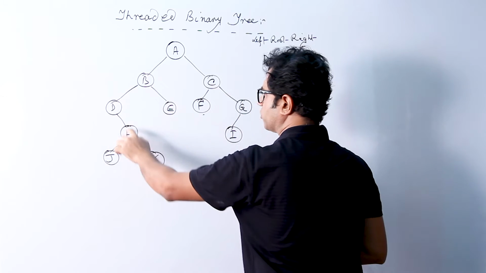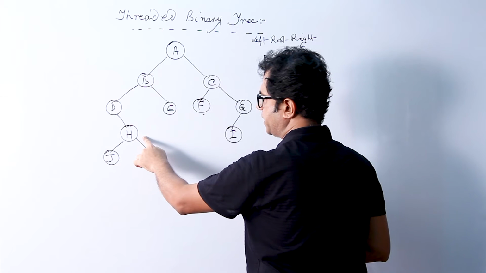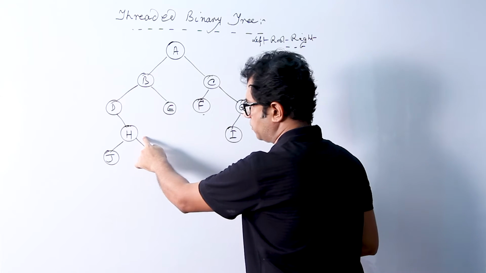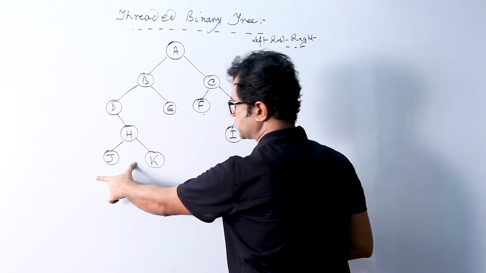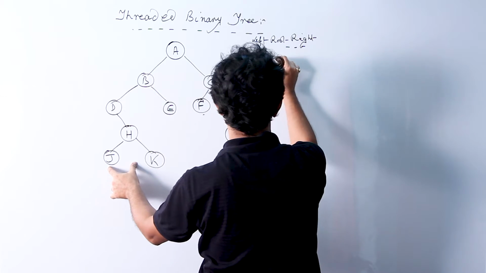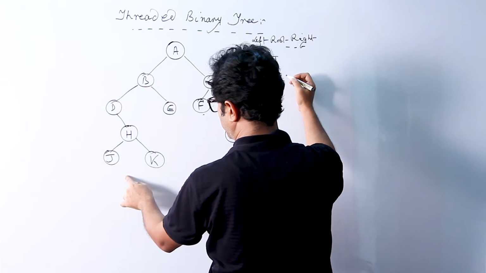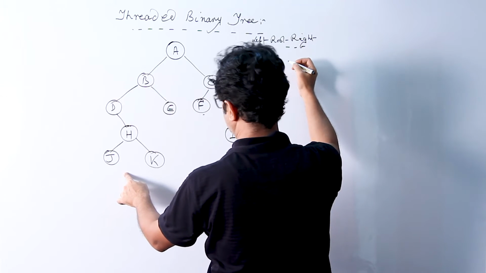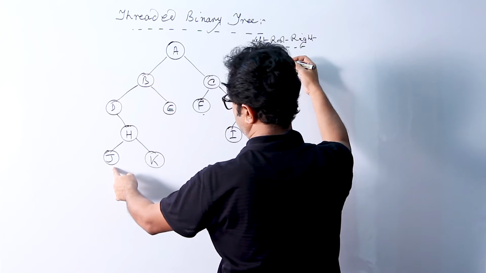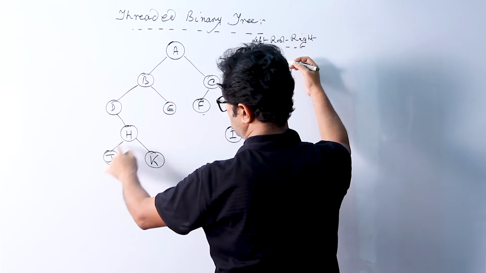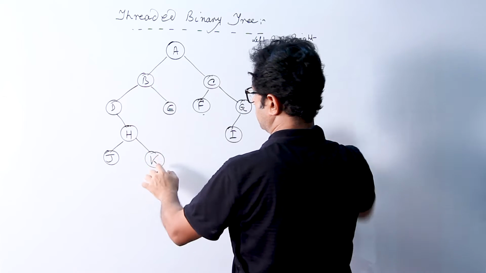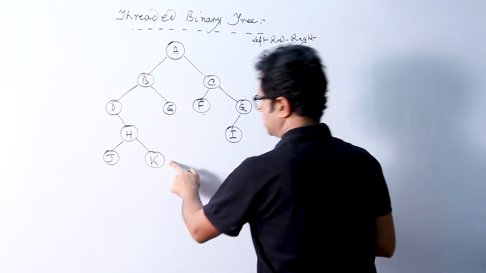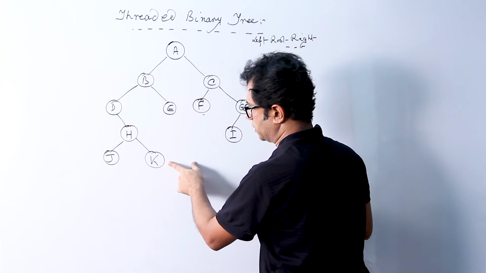Then we come to the right, we say left, root, right at H. Then we go to left, then we say left, root, right at J. There is no left, print the root J, then come to the right. There is no right to this J, backtrack to J. J has been printed, H will be printed now as the root. We go to the right of H, to the right subtree of H, to K, and we say left, root, right.